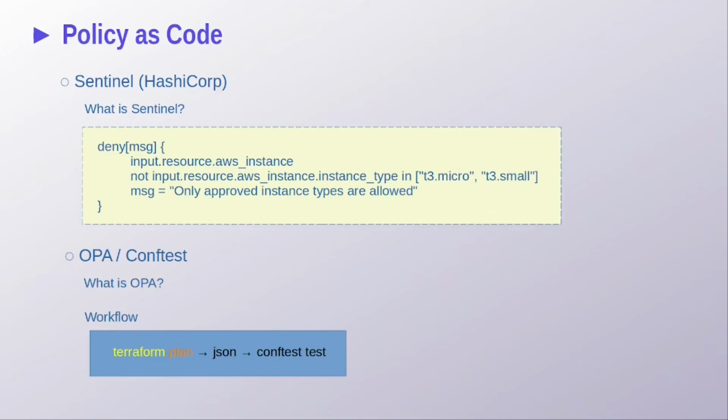Workflow: Terraform plan, then convert to JSON, then you can test. Why do teams love OPA? Because it's open source, CI/CD friendly, works anywhere, and has no vendor lock-in.